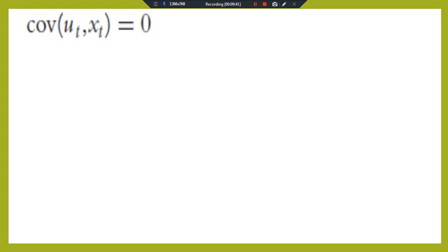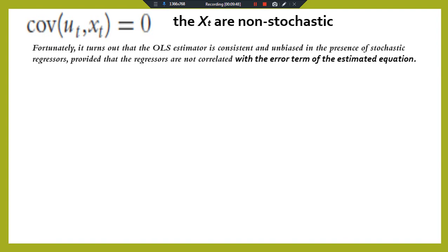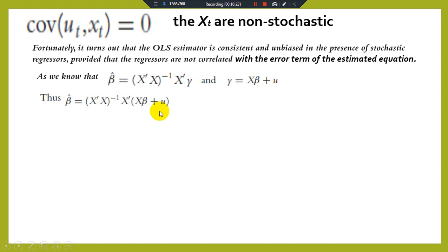Okay, now we move towards our assumption that the covariance between the error term and explanatory variable is equal to 0. This is also known as x_t being non-stochastic, and fortunately it turns out that the OLS estimator is consistent and unbiased in the presence of stochastic regressors sometimes, provided that the regressors are not correlated with the error term of the estimated equation. We have beta hat is equal to x prime x whole inverse x prime y, and y is equal to x beta plus u. Now we put the y value into this beta, and we get this.